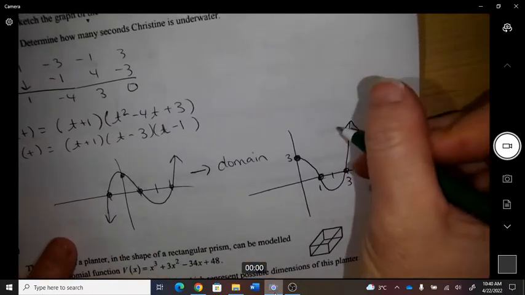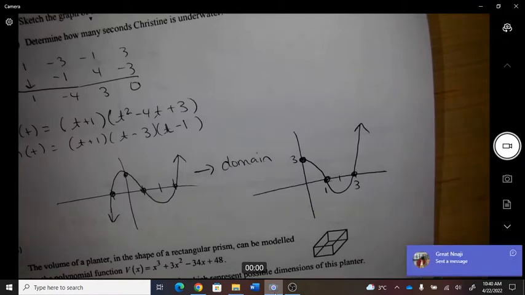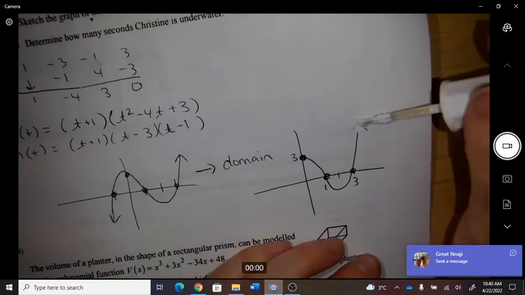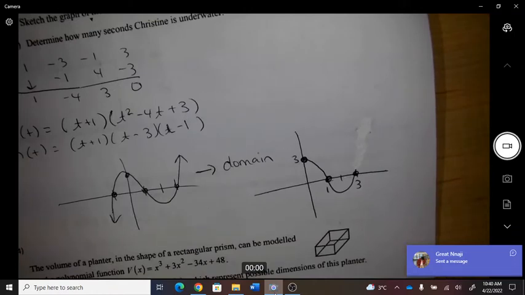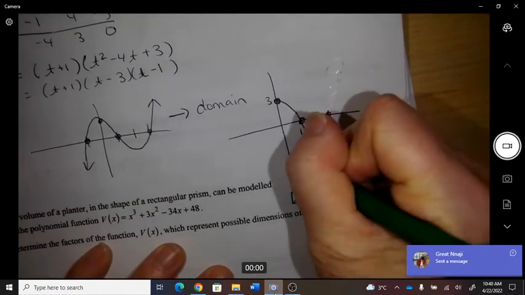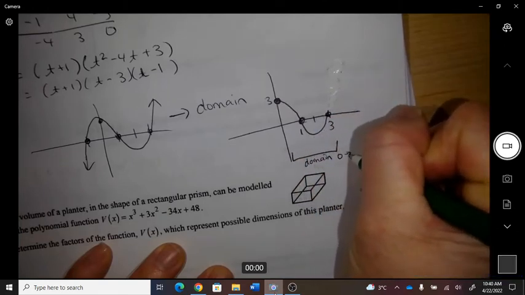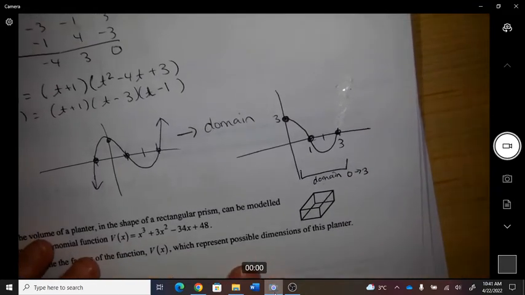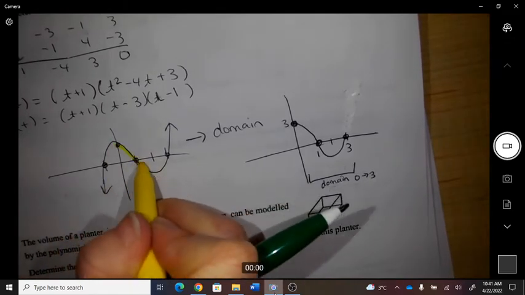Oops, sorry. I did that wrong again. I don't want the arrow there. I messed that up. I only want a domain of 3. So I need to stop my graph. Okay, so not that part of the graph. So from x of 0 to 3, okay, so that's the idea, only graph that part of it. Okay, so from 0 to 3.